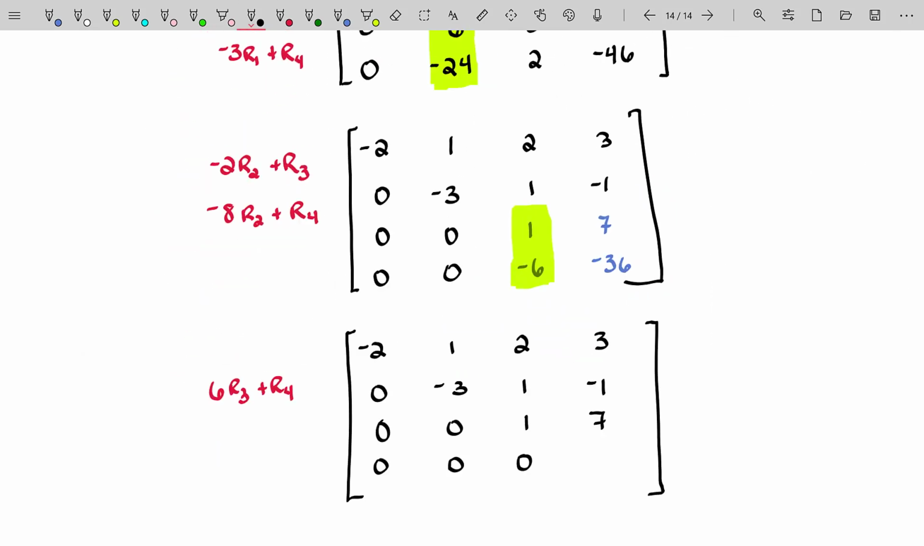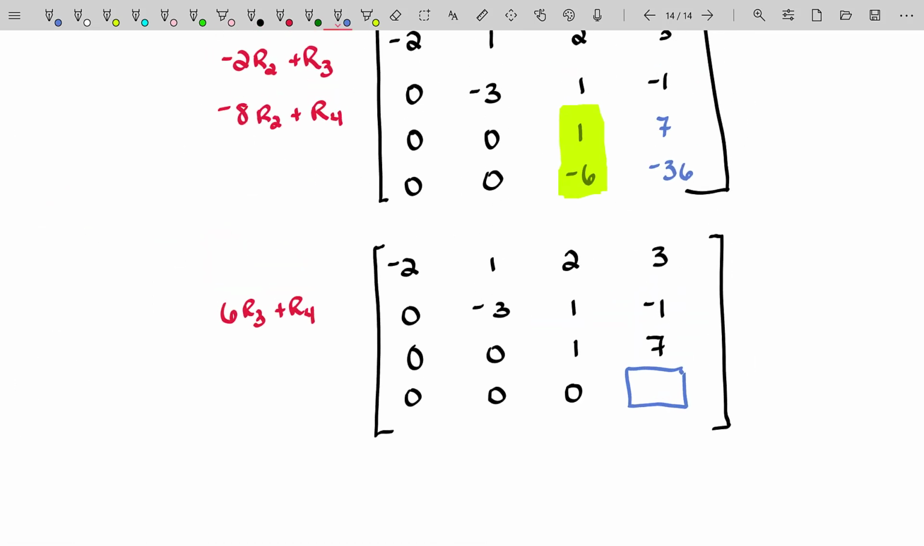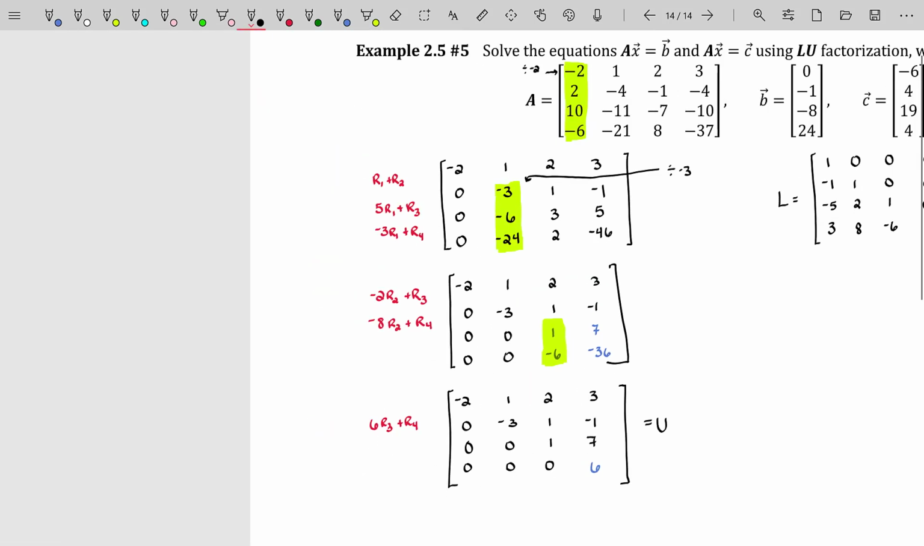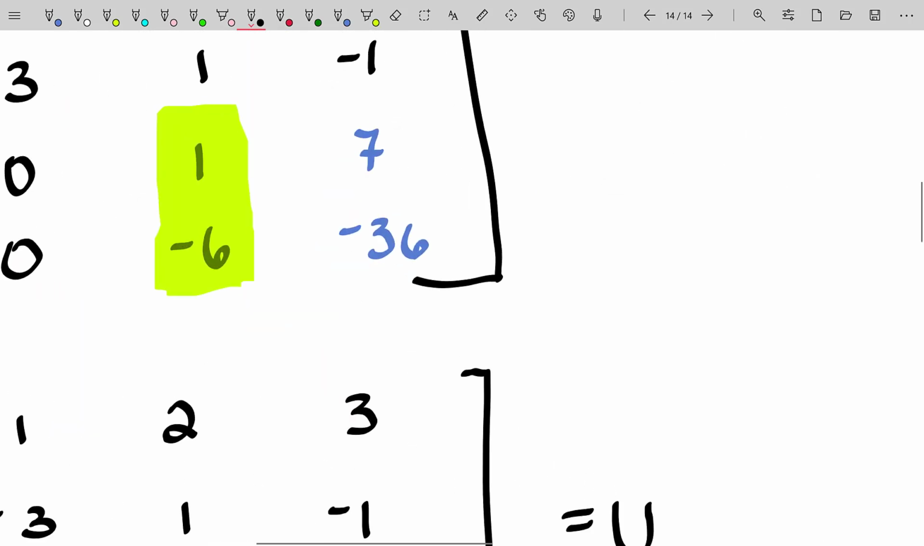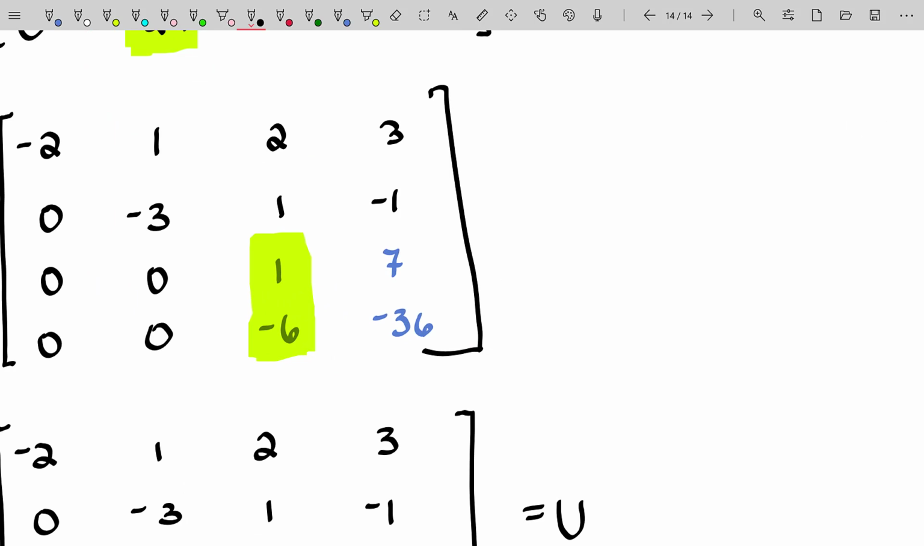The only entry that we really have to compute is this entry right here. We'll just take 6 times row 3 and add it to that row, and there we get our answer, or at least our matrix U. I'm just going to quickly look through and make sure I didn't make any arithmetic mistakes. And I actually found one. Now, I did that not on purpose. Honestly, that was an accident. That's just how it works.